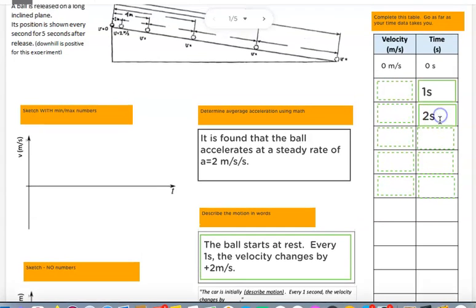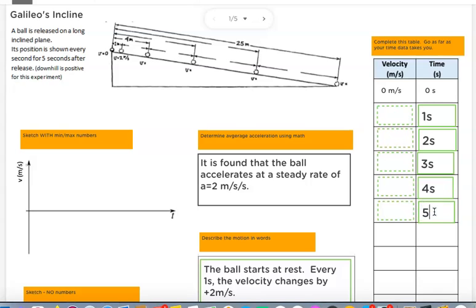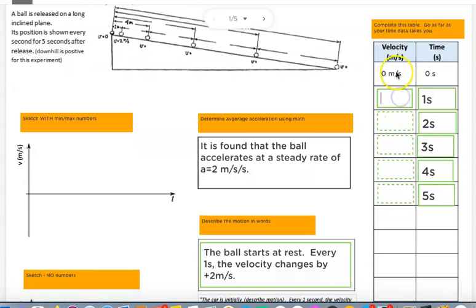So what that means is that if I say 1 second, 2 seconds, 3 seconds, 4 seconds, 5 seconds, if I want to know what this object is doing during those 5 seconds, well, if it starts at rest, 0, and it's changing by 2 meters per second every second, I go to 2 meters per second, 4 meters per second, 6 meters per second, 8, and 10. Okay? So it's another representation showing acceleration.